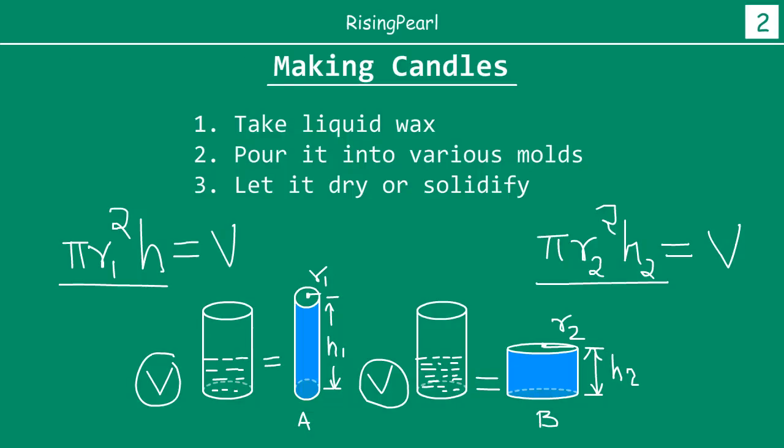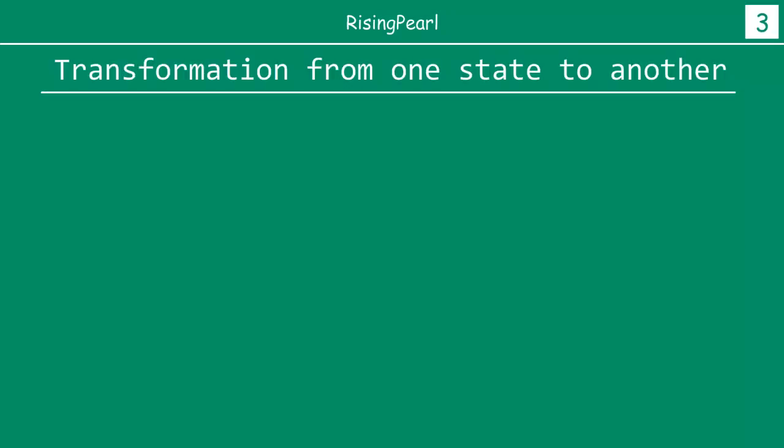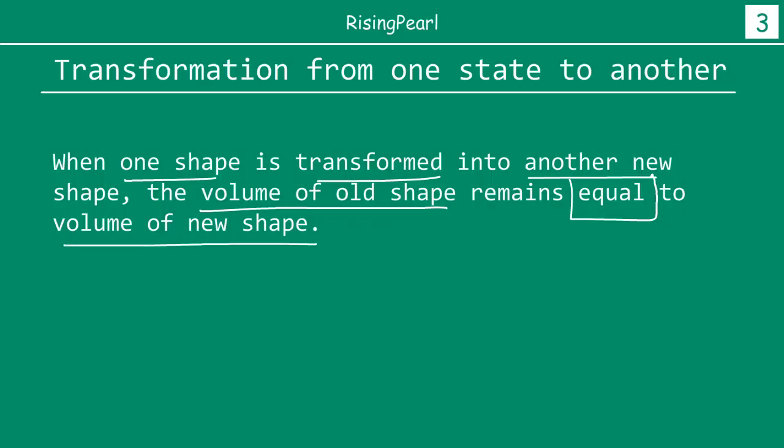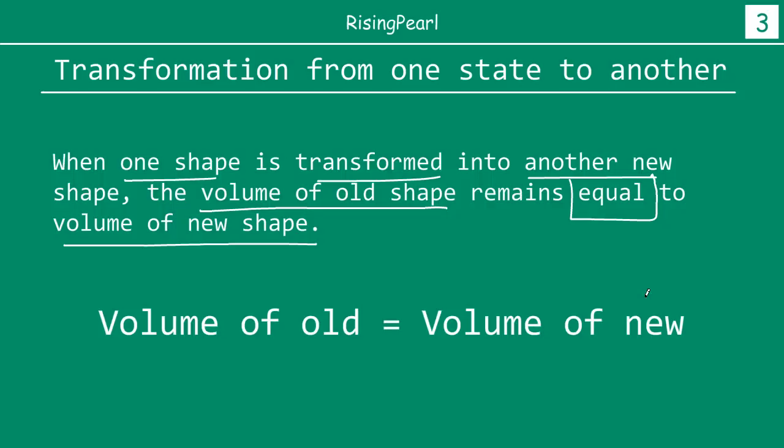So friends, the point that we are looking to drive at is, as we have a transformation from one state to another, when one shape is transformed into a new shape, the volume of the old shape remains equal to the volume of the new shape. This is very, very important. In other words, this point, that the volume of the old is going to be equal to the volume of the new, is super duper important.